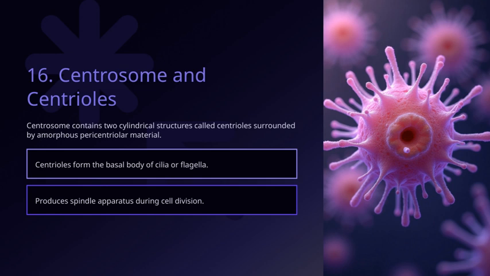So, in essence, the centrosome acts as the organizing center for microtubules during cell division, while the centrioles have additional roles in forming the structures that help cells move or sense their environment. Understanding these components helps us see how cells coordinate division and movement, which ties into the larger theme of cellular organization and function.